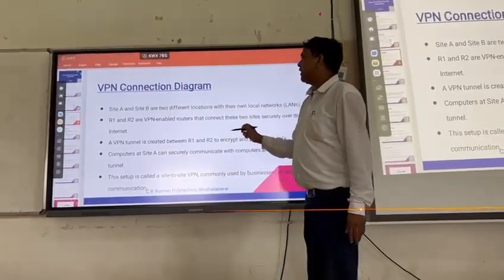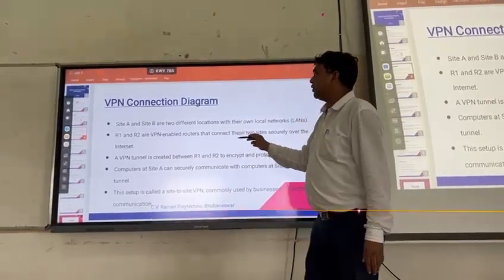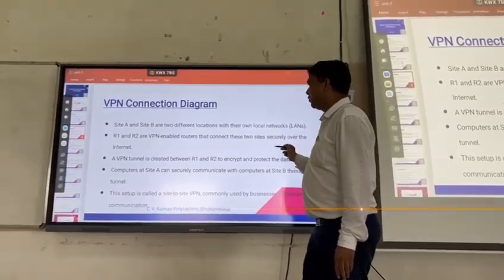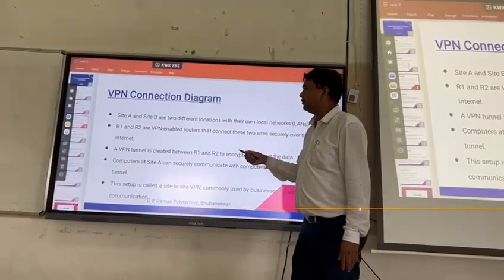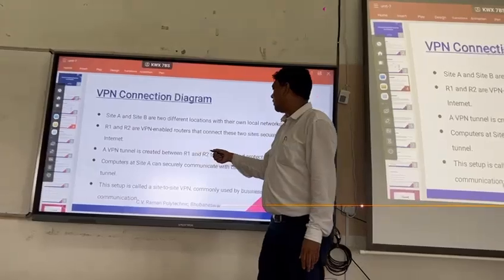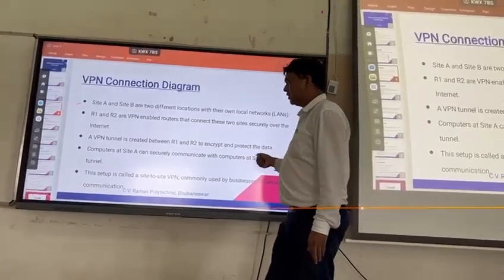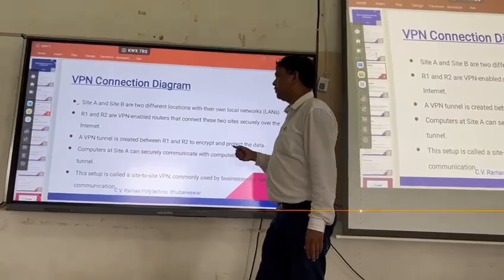Side A and side B are two different locations, each with their own local area network, and R1 and R2 are VPN enabled routers. Why are we using a router? Because a router interconnects devices to provide the data between your side A and side B. A VPN tunnel is created between R1 and R2 to encrypt and protect the data. A computer at side A can securely communicate with a computer at side B through the tunnel.